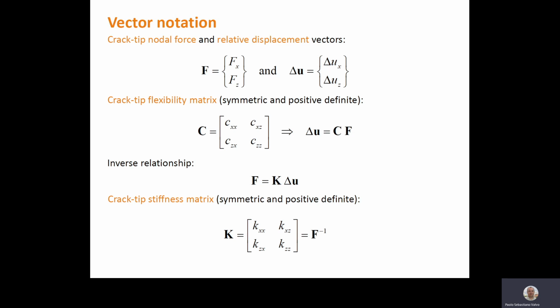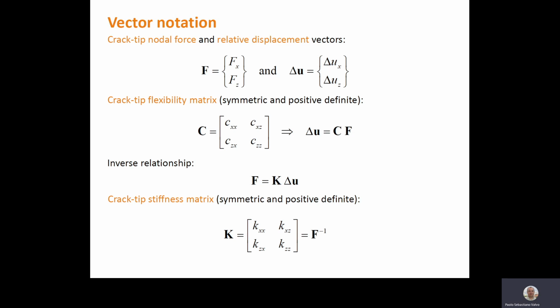It may be useful to introduce vector notation, so the force components Fx and Fz are collected into vector F, and in the same way the crack tip relative displacement components delta Ux and delta Uz are collected into vector delta U. The crack tip flexibility coefficients can be collected into a symmetric and positive definite matrix C, and we can write the relationship between the relative displacement delta U and the force F in matrix form.